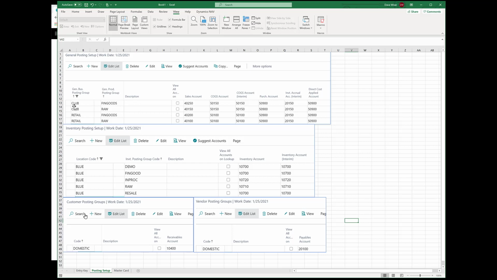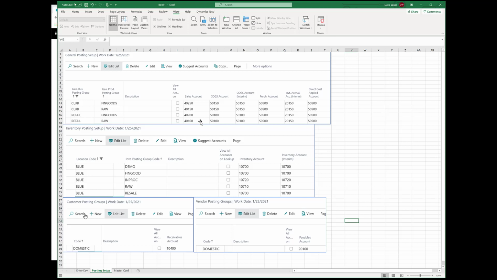You can see here that if I use a club as a general business posting group, then I actually have a couple of different sales accounts depending on whether the product that I'm selling is a finished good or a raw material. And same way with the retail customers, I can drive those to different accounts. On the cost of goods sold, you also can control where those are hitting. In this case, I'm only driving the club to one cost of goods sold account and the retail to another one, whereas in the sales account, I've had them split up also by general product posting group.